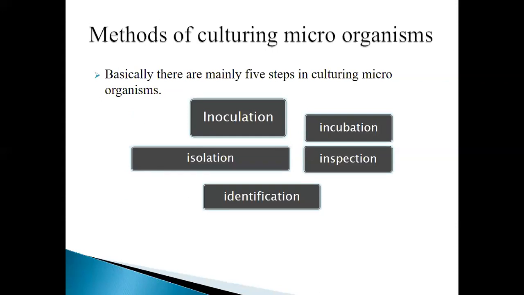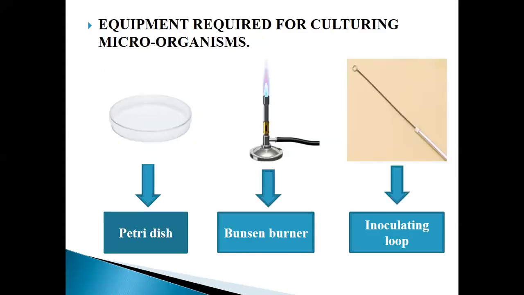Now, the methods of culturing the organisms: you have inoculation, isolation, incubation, inspection, and last, identification. Equipment used specifically is a petri dish, a Bunsen burner, and an inoculating loop.